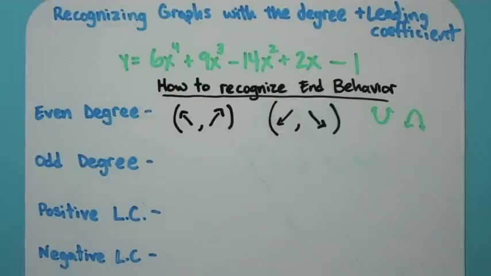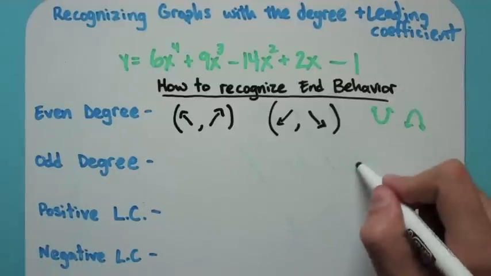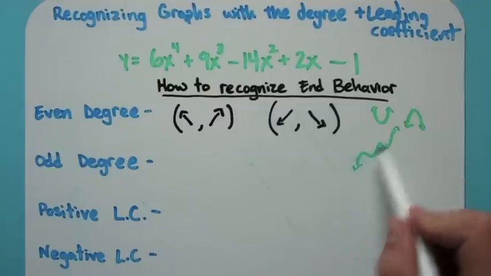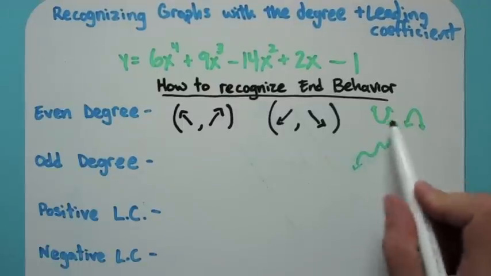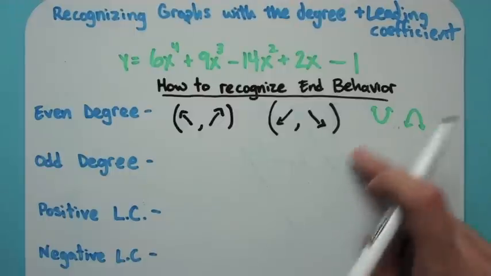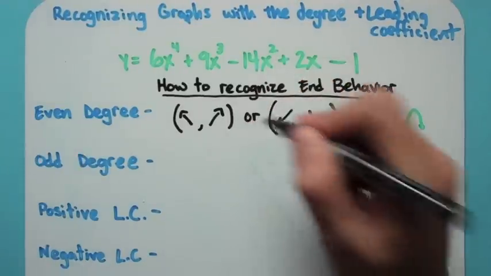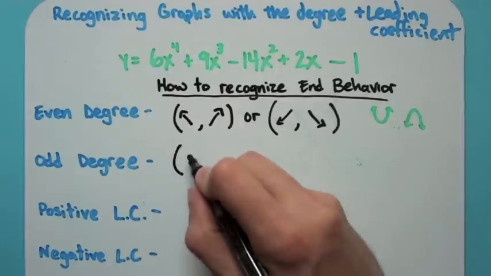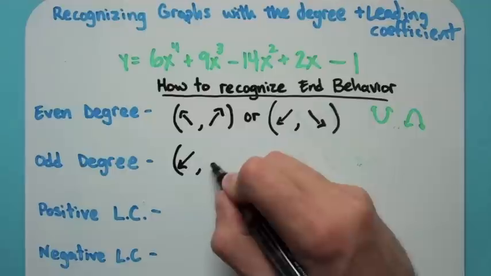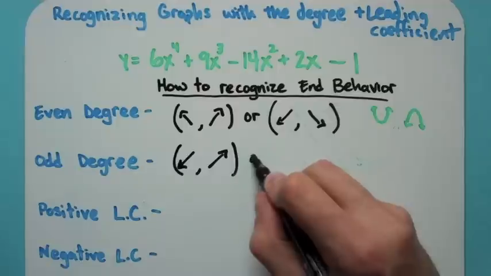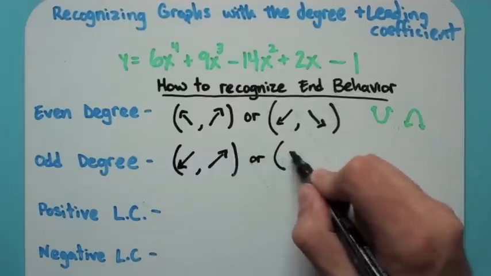So if you know a polynomial is even degree, we would be able to eliminate a choice, maybe with some crazy looking graph like this. This graph would not be even degree because one end goes down, one end goes up. It has to do the same thing both ways to be even degree. Similarly, an odd degree is going to be a polynomial where the end behavior goes in two different directions. So we'll have one end going down and one end going up, either looking like this, or it could be the other way around.